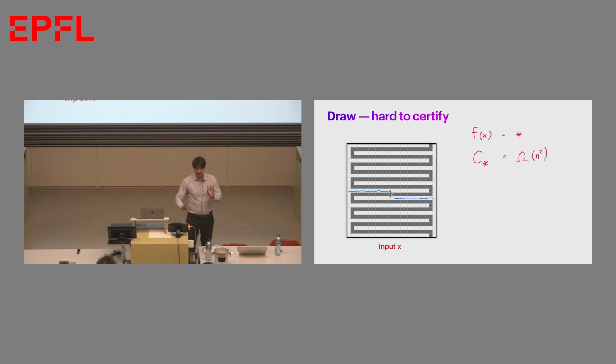Okay, that was the proof. You needed to look at a lot of bits to see that this was a drawn input. But I want to go a little bit further. This was too easy.